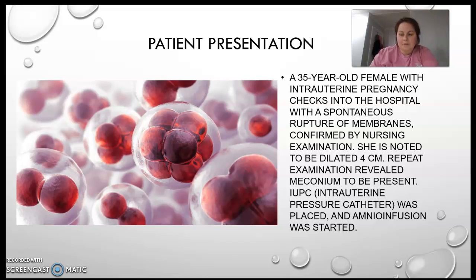The 35-year-old female with an intrauterine pregnancy checks into the hospital with spontaneous rupture of membranes confirmed by a nursing examination. She was noted to be dilated 4 centimeters and upon repeat examination revealed meconium to be present. An intrauterine pressure catheter was placed and an amnio infusion was started to try to flush out the meconium so that the baby wouldn't go into distress or ingest any of the meconium.